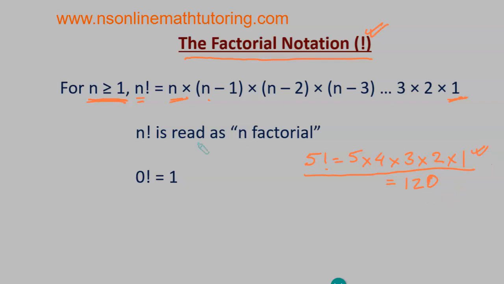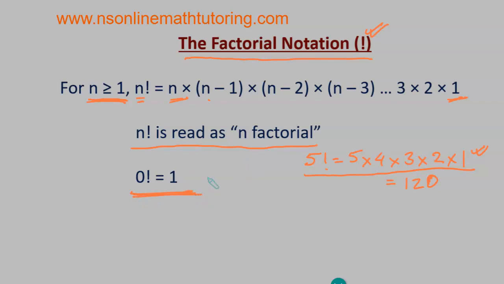Okay. And this is read as n factorial that I have said. And 0 factorial, this you have to remember. 0 factorial, you obviously don't have 0 times 0 minus 1. You cannot go to the negative side. 0 factorial is equal to 1.